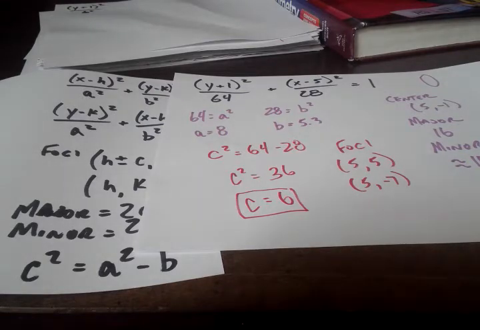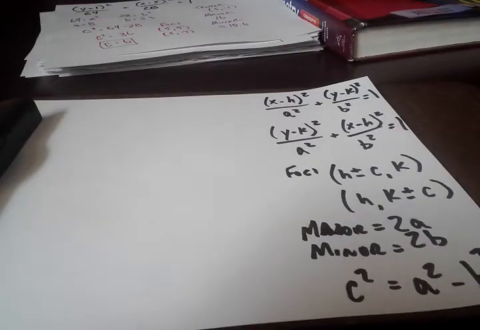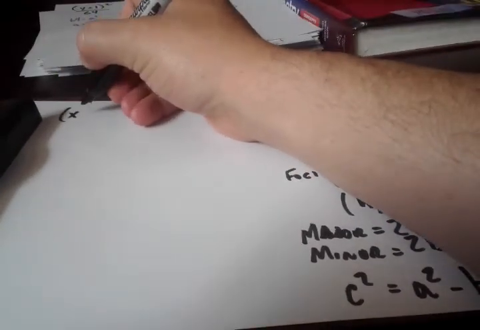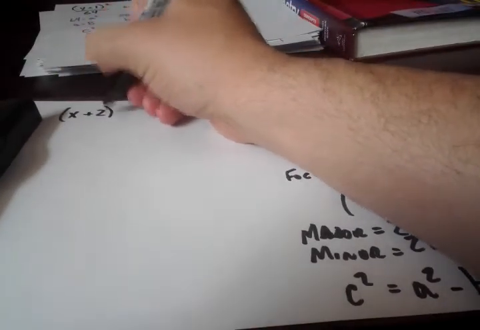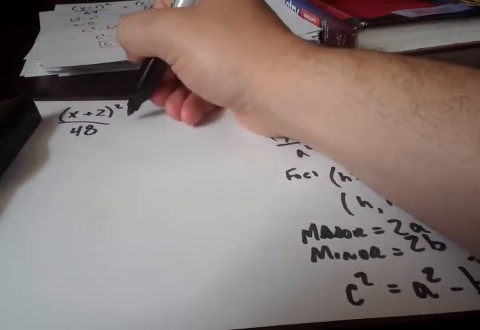Okay, I want to try another one with you. Hopefully you guys have got it, but let's try another one here. I'm going to just do it on this page now. This is number 8 on the same page, and you can see that this one is a horizontal. Hopefully you're noticing that. Number 8 is a horizontal ellipse, and I know that because x comes first, right? X is over a squared.